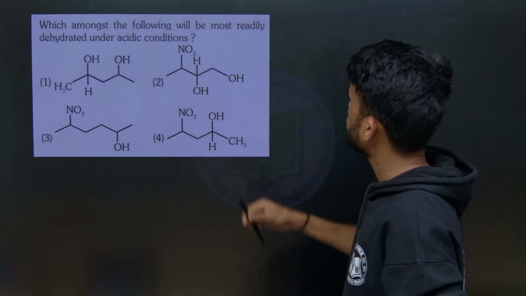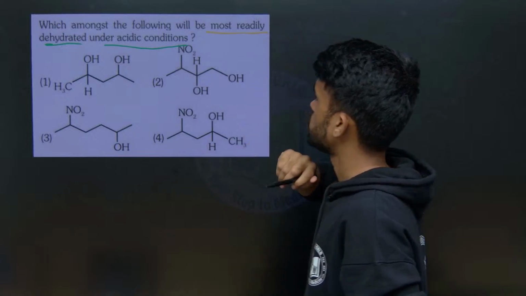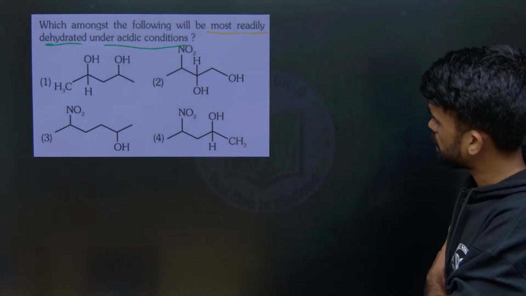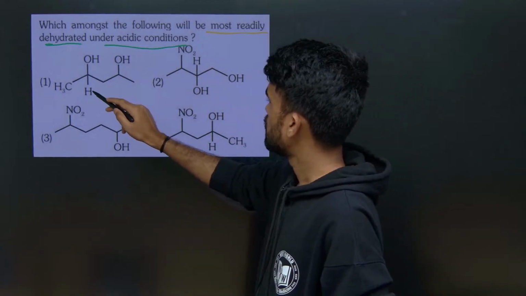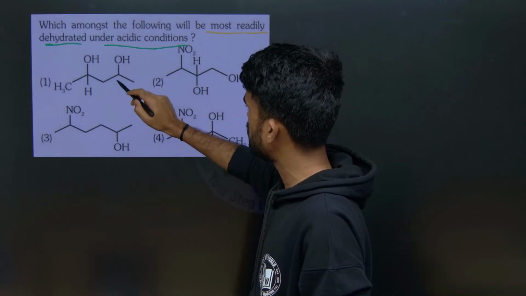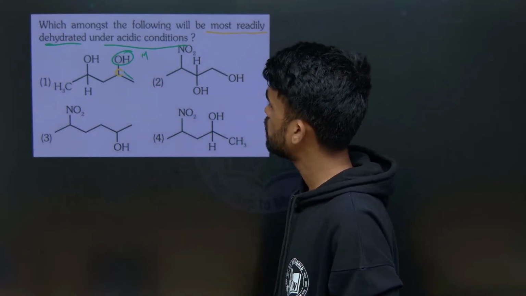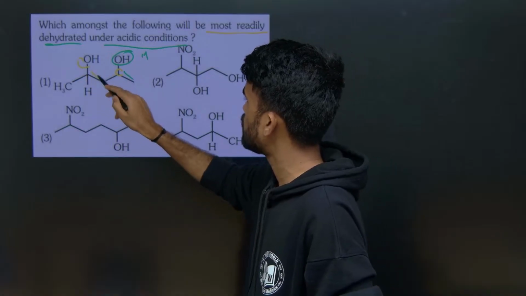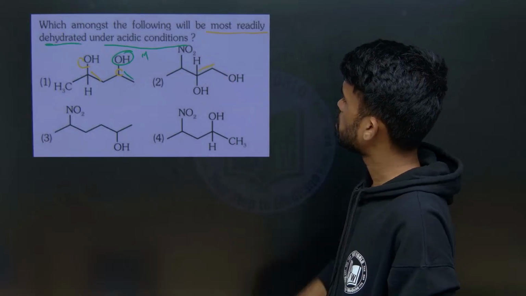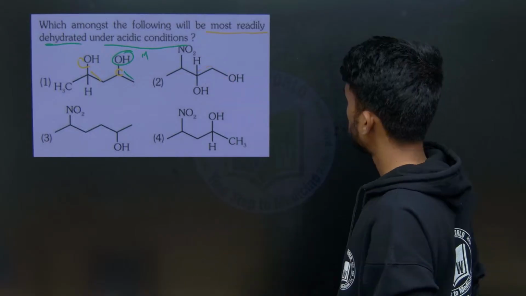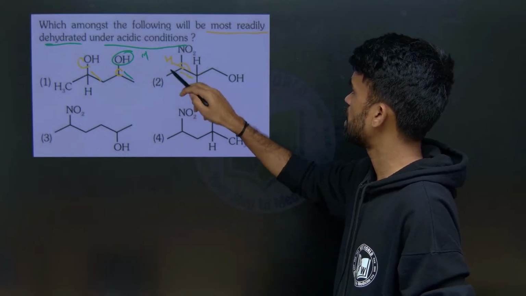Which among the following will be most readily dehydrated under acidic conditions? This is also an interesting question here. See, dehydration in acidic medium. If I remove water from here, like OH and H plus, we can get a double bond here, and if I remove from here also we can get a double bond here. Or here, if we have acidic hydrogen here and we remove it, we will get a double bond here.